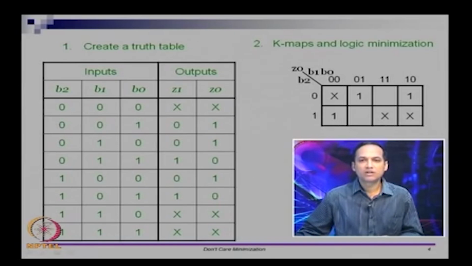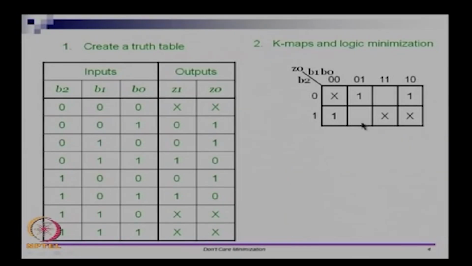Now let us think about minimization of this. So if I go and minimize this, you notice the ones that we have here are not adjacent to any other ones. So if we want to write this directly, if I treat the x's as zeros, then I would not map this with anything, not group this with anything, not group this with anything. We will have 3 product terms in this. However, the moment we have x's, something interesting happens.